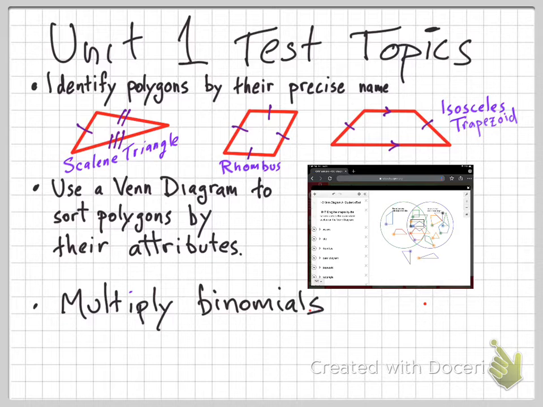Next thing in the list is to simply multiply two binomials together, something like that. And if you're unsure about that, check out the video that I already have posted in there about multiplying binomials. If you think that's easy, cool, that'll be a slam dunk problem.